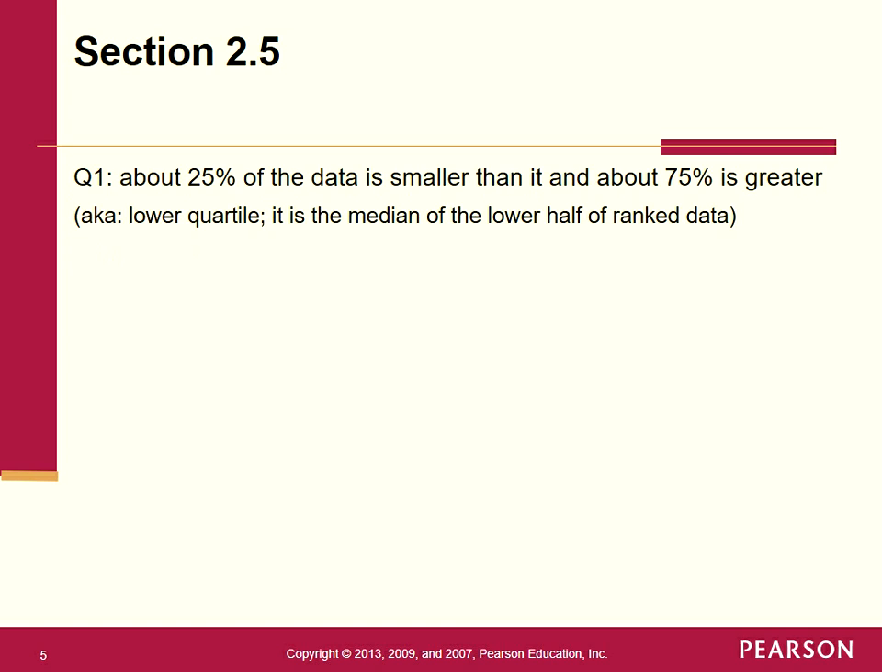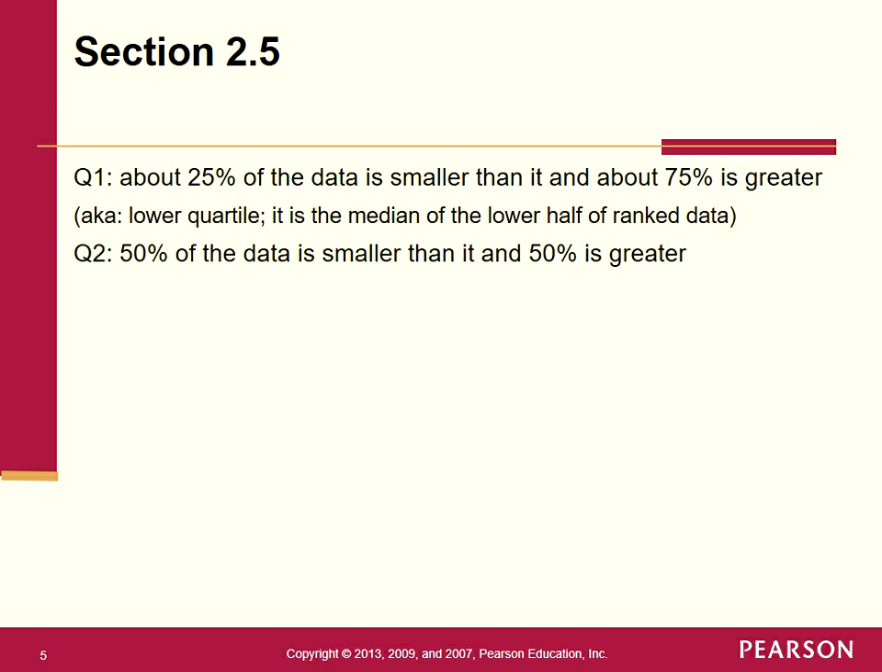So let's talk about Q1. Q1, about 25% of the data is smaller than it, and about 75% is greater than it. Okay? It has another name. It's also called the lower quartile. And really what it is, it's the median of the lower half of the ranked data. So if you look at the lower half, you figure out the median for that lower half, you found Q1.